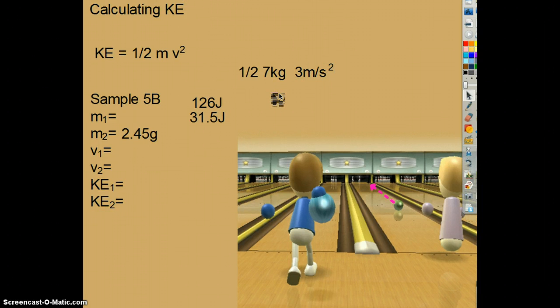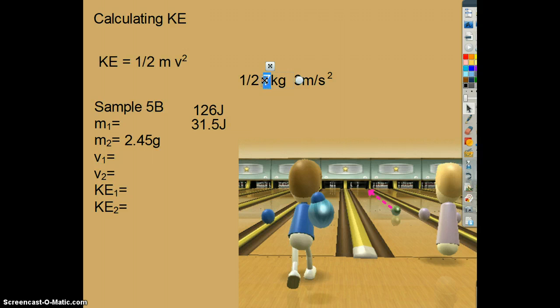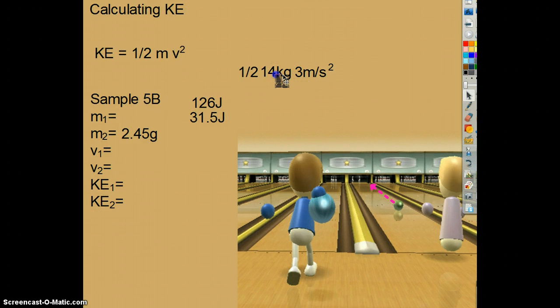What if, in trying to show off, instead of having a 7 kilogram bowling ball, you go to the rack and you hunt around until you find a 14 kilogram bowling ball. You're really trying to show off for your friends. Now go ahead and recalculate that energy. Again, I'll give you 5 seconds, you can pause the computer, and then I'll start calculating it with you.